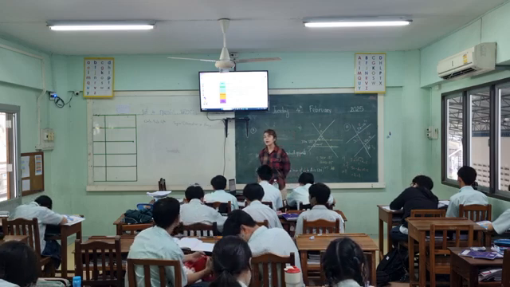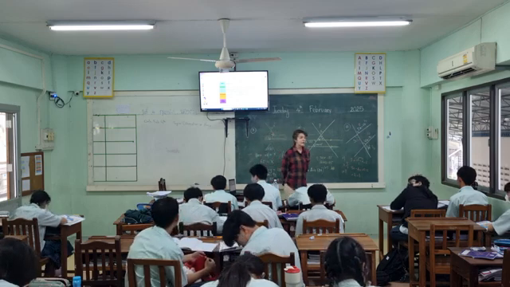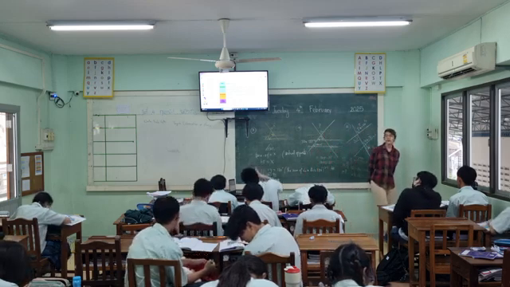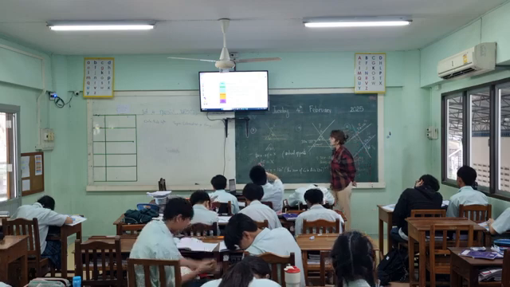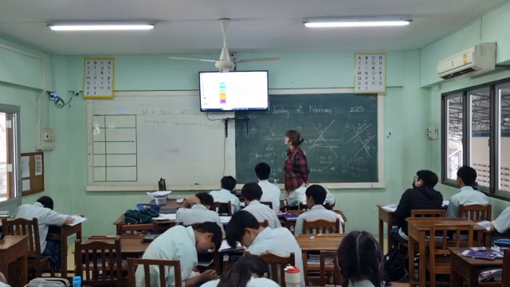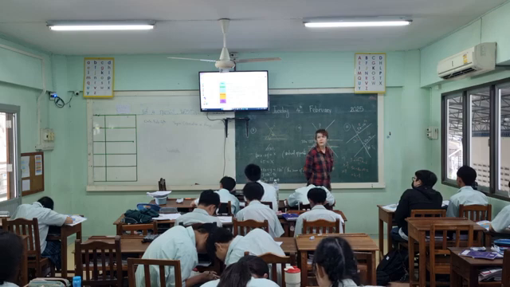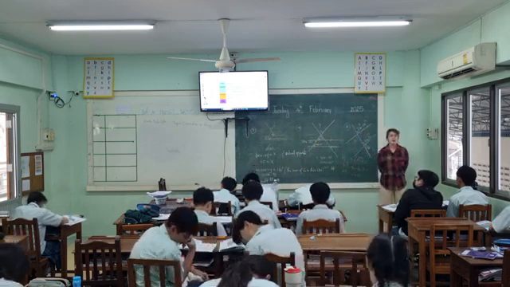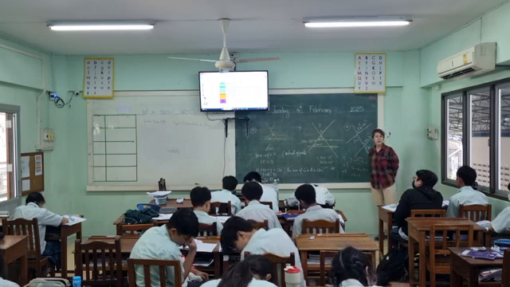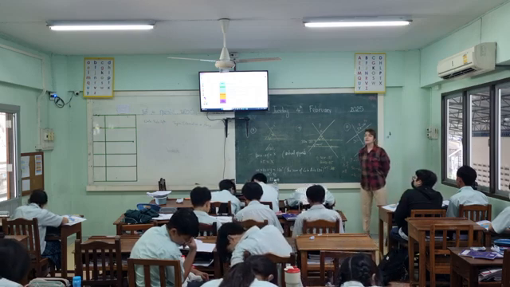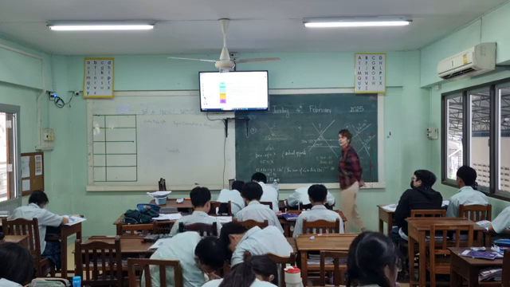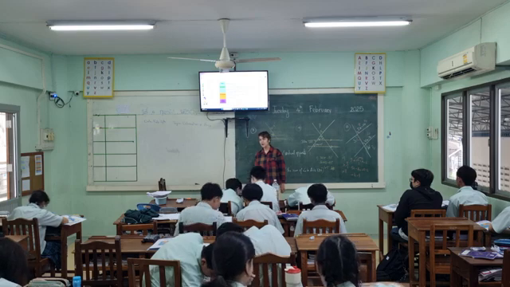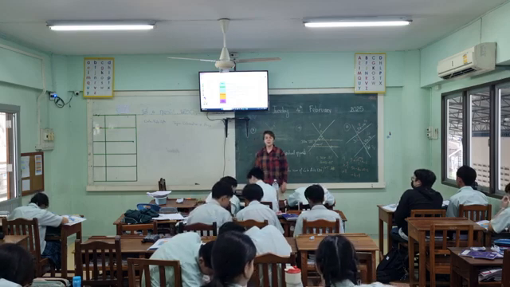Next one. Famine. Repeat after me. Famine. What's the meaning of famine? A situation in which a large number of people have little or no food. That's right. So when there is no food for a lot of people, it's famine. When there is no water, what do we call it? Drought. That's right. Yes, drought and famine.